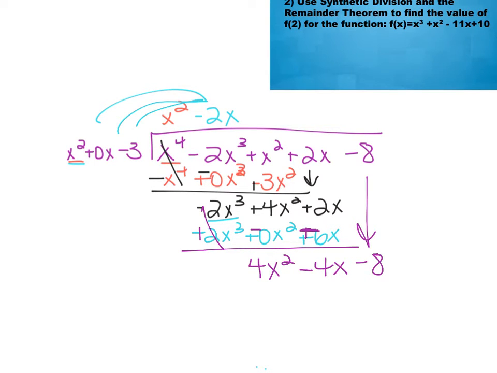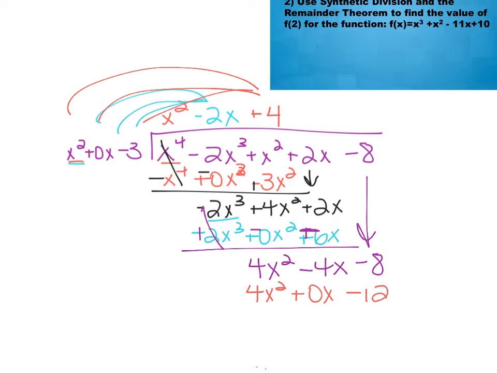Repeat that process again. So to get to 4x squared, I'd have to multiply by positive 4, right? Distribute that to all three of them. 4x squared plus 0x minus 12. Last step, change your signs and add, cancels, negative 4x plus 4.